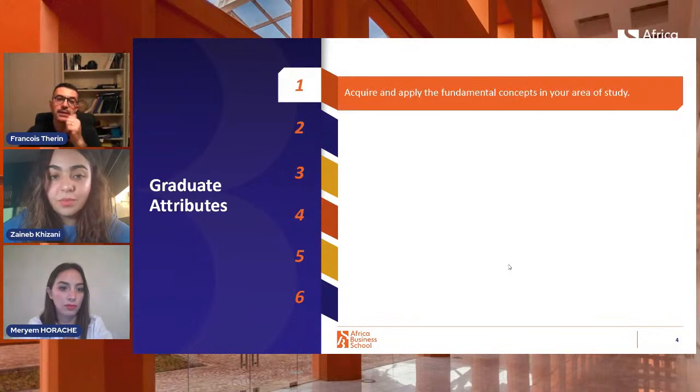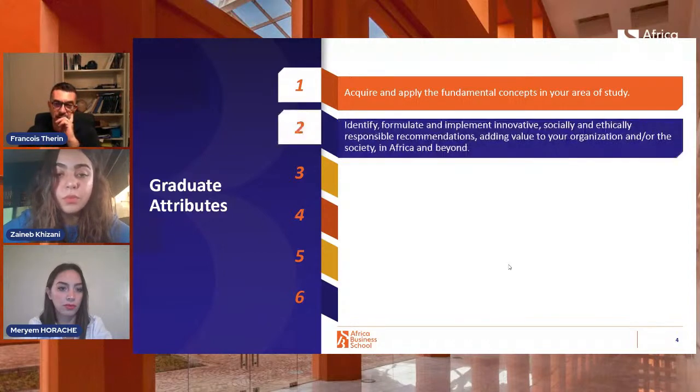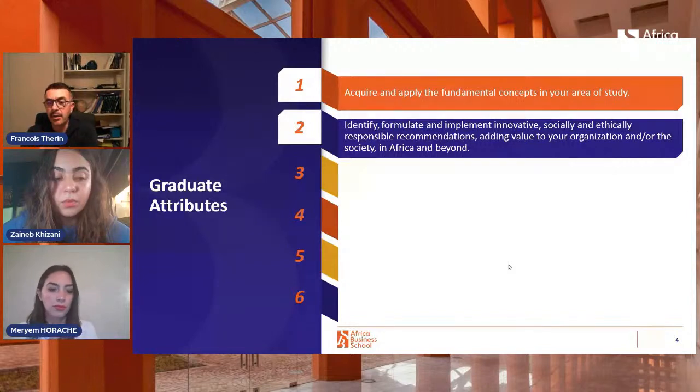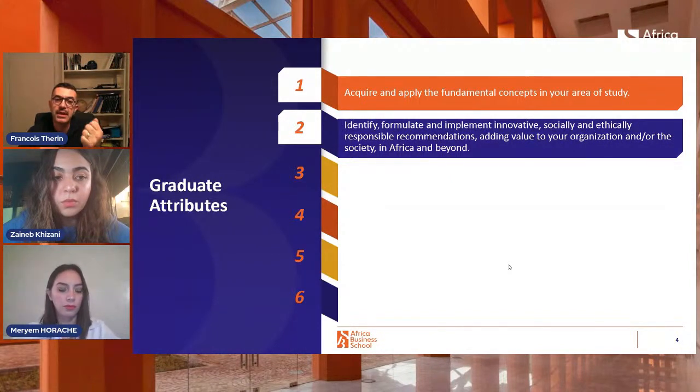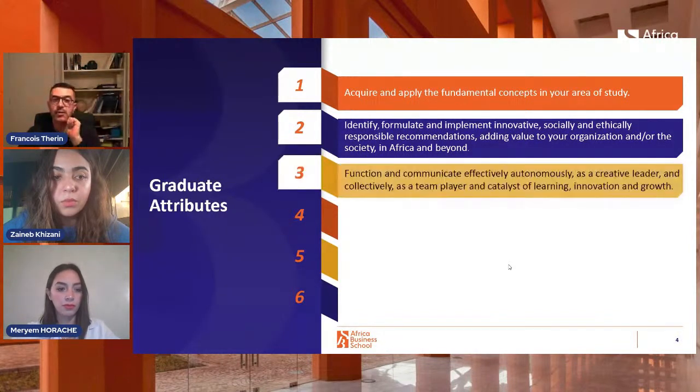The first one, of course, is that you need to be able to acquire and apply all the fundamental concepts, which means that we give you the basics in the different areas of management. Then we move to higher level learning through the possibility to identify, formulate, and implement recommendations that would be innovative and socially and ethically responsible, adding value to your organization, to society, and in Africa. This is an MBA which has a strong focus on Africa. Africa Business School is a business school in Africa for Africa, so there is lots of focus on that.